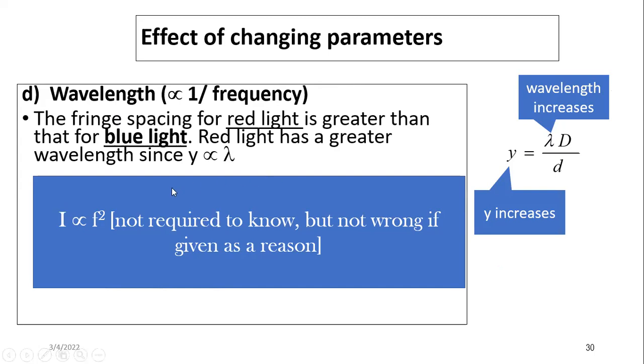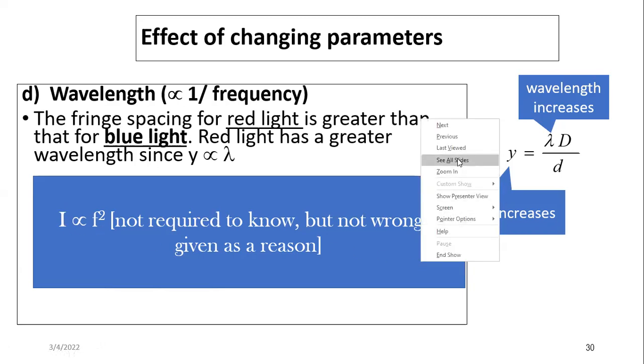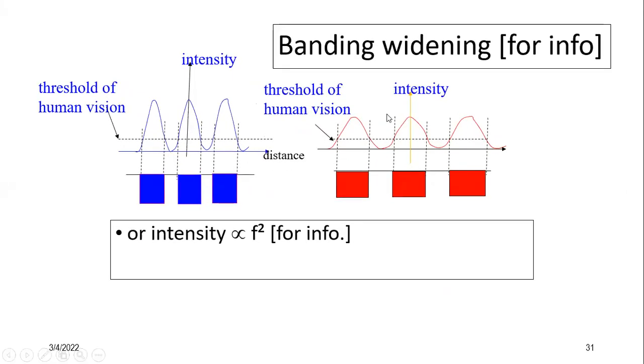Okay. So you don't need to know about intensity being proportional to frequency squared. So what does it mean? Let's look at the picture. That's for blue, right? Or violet. Blue or violet band, that's for the red band. Okay, so the red band is wider than the blue band because the wavelength is larger.